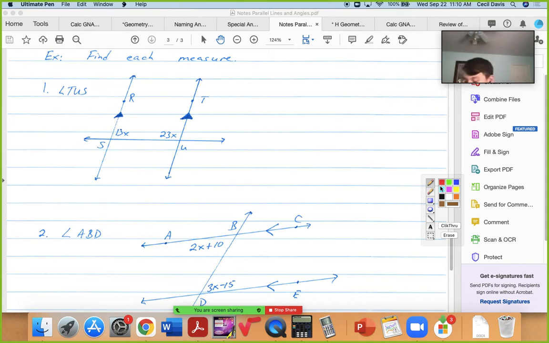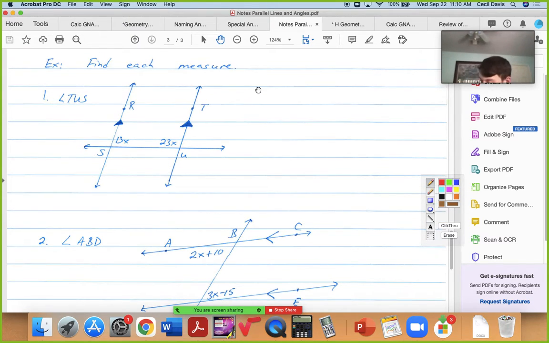So, I've got these two angles in terms of x. What type of angles are these two angles? Same side interior. When the lines are parallel, and they are, what do I know about same side interior angles? They're supplementary. So I'm going to write an equation that says that.